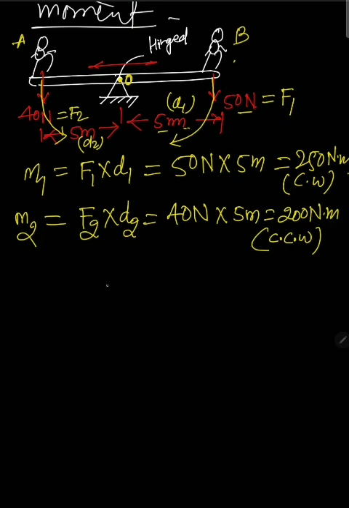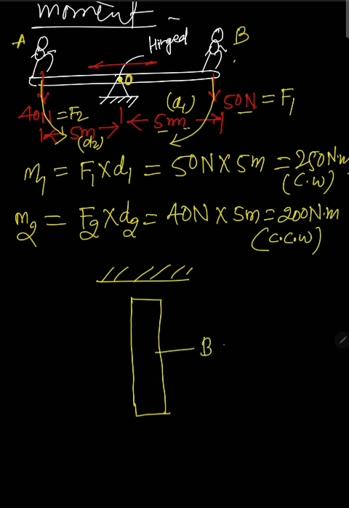Now let's take another example. Suppose this one is a rod or bar, an iron bar. And this iron bar is hinged at this point. This one is also hinged, not fixed. This bar is able to oscillate like this in this direction. So that's why it is called hinged.